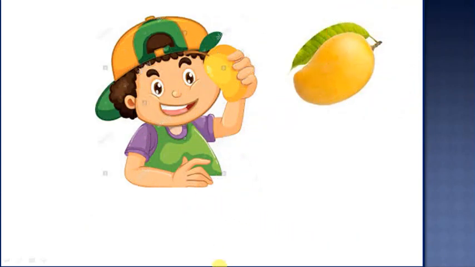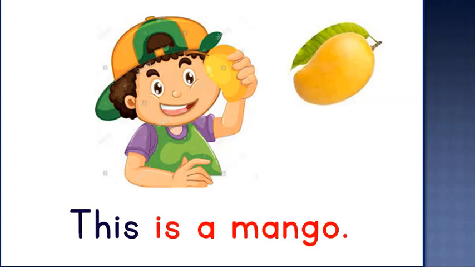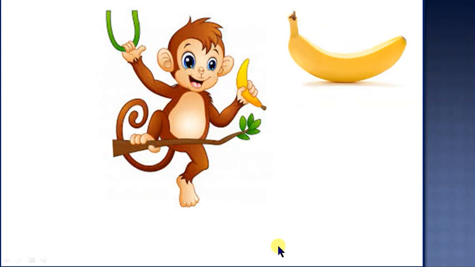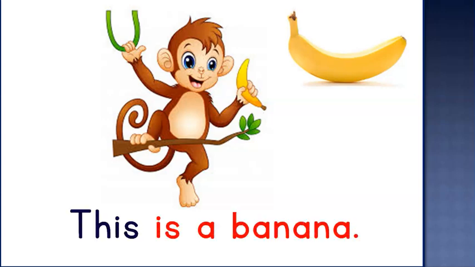Look at this child. I think he likes to eat a mango. And you know, we eat mangoes in summer season. He says, "This is a mango." Repeat after me. This is a mango. Look at this monkey. He looks very happy. You know, monkey likes to eat a banana. And he says, "This is a banana."